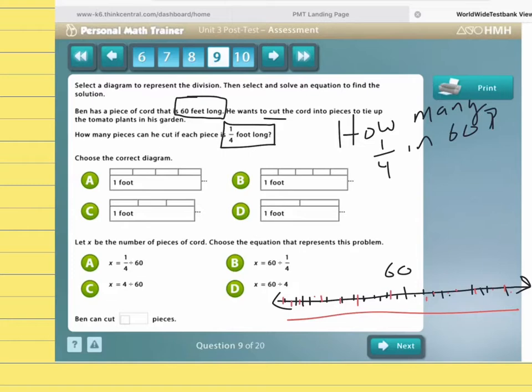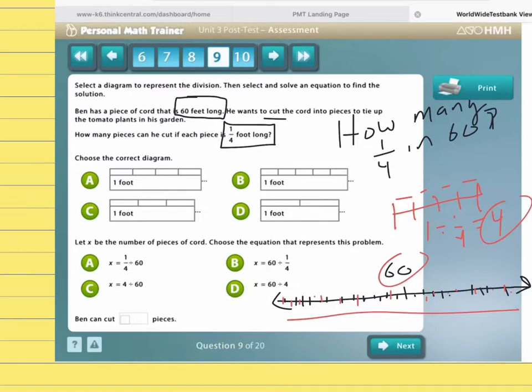And the way I look at it is, well, I don't want to do 60, so what I'll do is I'll just draw 1 foot here. And how many pieces of cord would you get if you cut 1/4 pieces off each foot? And you'd end up with here 4 pieces. So 1 divided by 1/4 is going to be 4 pieces. So it's 4 pieces in 1 foot, and you have 60 feet. How many 1/4 foot long pieces are there in 60? Well, it's 60 times 4, which would be 240.